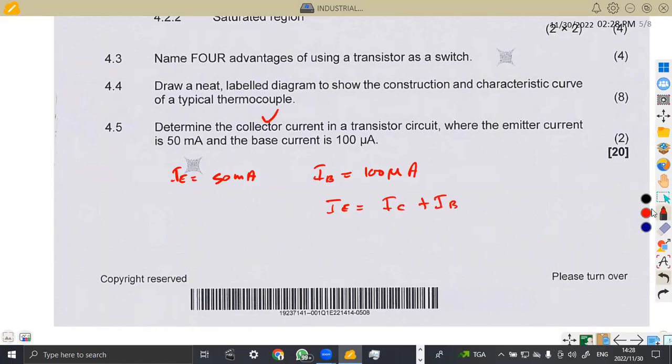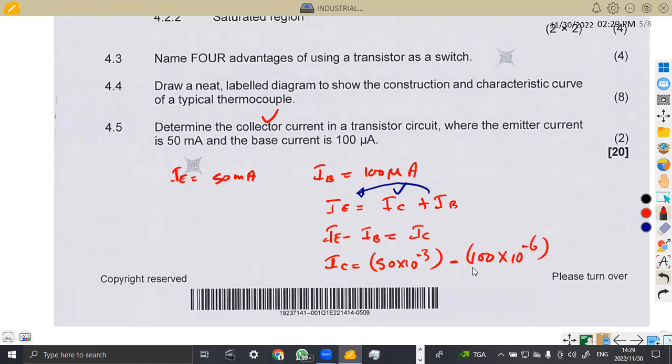So the question is for you to calculate the collector current. You just have to make it the subject by transposing IB to the left-hand side. So it is going to be IE minus IB, which is equal to IC, which is the collector current. So the collector current is going to be IE, which is 50 milliamps, that is 50 times 10 to the power of minus 3, minus IB, which is 100 micro, that means times 10 to the power of minus 6.